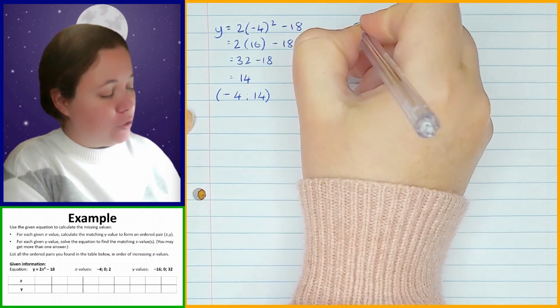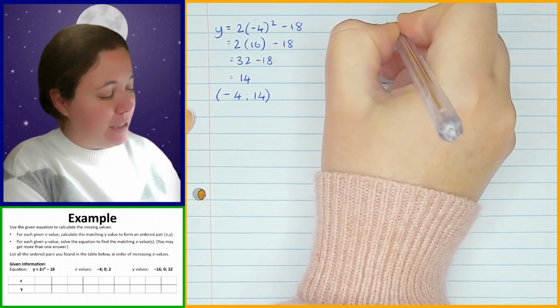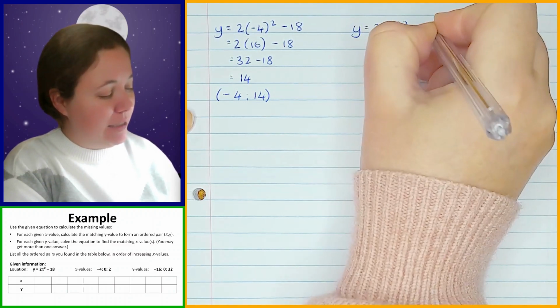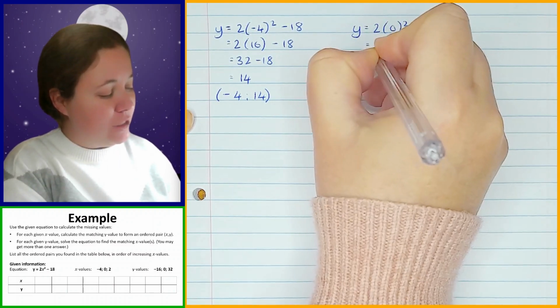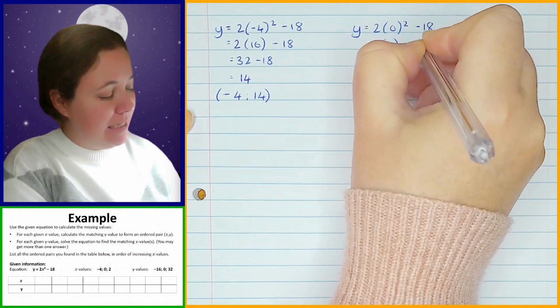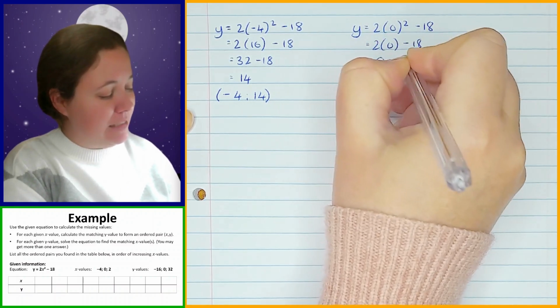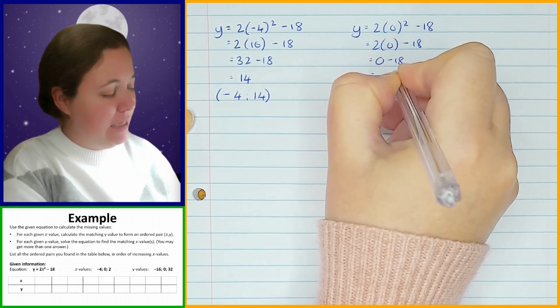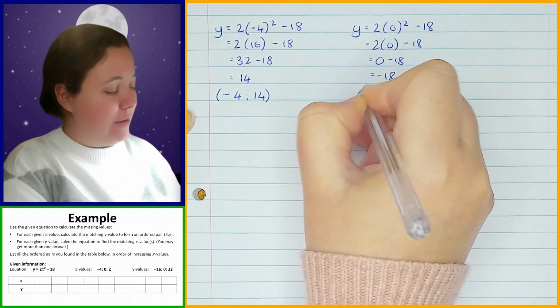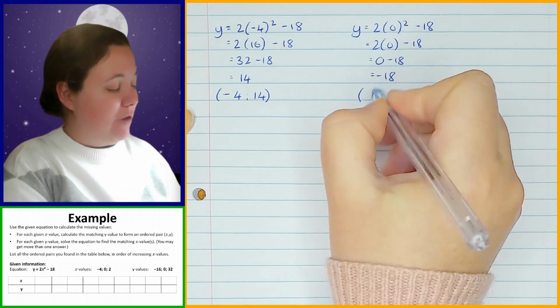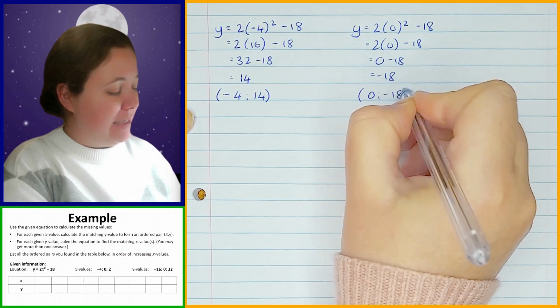Okay, now let's go and find the ordered pair for the next x value we've been given, which is 0. So I've got y equals 2 times 0 squared minus 18. So that's 2 times 0 minus 18. That's 0 minus 18, which is negative 18. So I have an ordered pair from this x value and that y value: 0, negative 18.